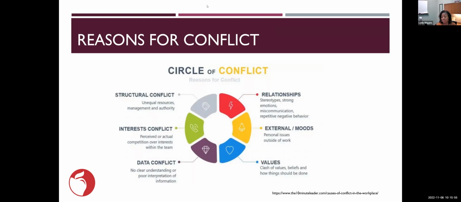In relationships, people have strong emotions about how they feel or what they're experiencing. There are also miscommunications and repetitive behavior. Changed behavior is the best behavior, but when you constantly nag a person or put them in a situation that causes them to continuously question something, that repetitive, negative behavior becomes part of the relationship conflict. When you're looking at the external, you're looking at moods.